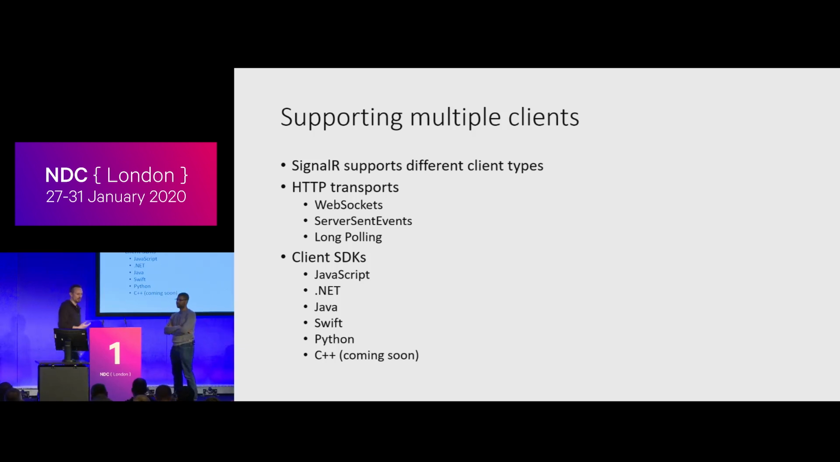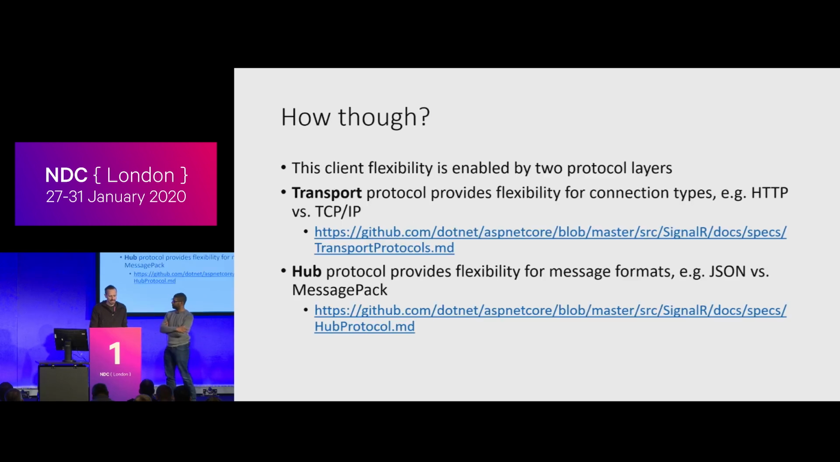I showed you the JavaScript client just there. We also support different transports, so I'm using WebSockets, but as we've had forever, we fall back to other transports like server-sent events and long polling in the cases that we can't do that. And we ship a bunch of client SDKs. We ship the JavaScript SDK, the .NET SDK, the Java SDK. There is a Swift SDK that's third party. There's a Python SDK, and we are currently writing a C++ SDK. So we've got all this nice support on the client and transport.